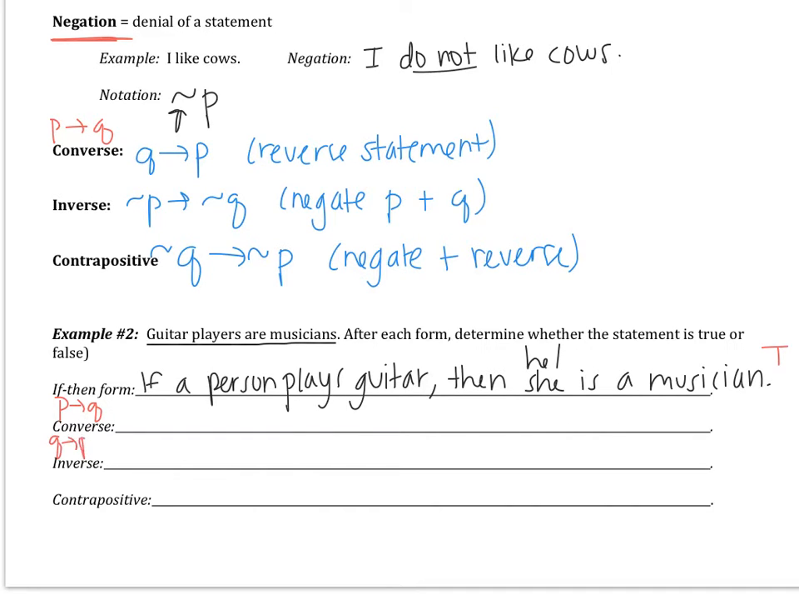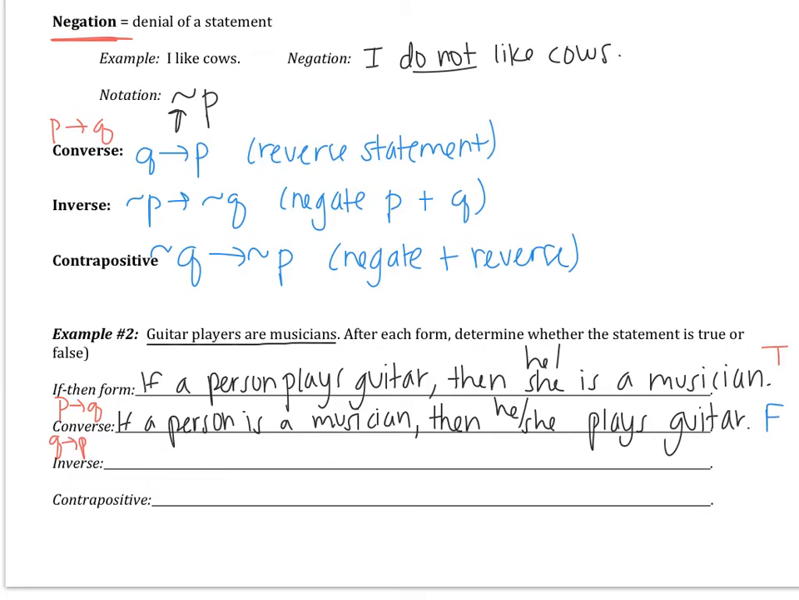Okay, now remember that if-then is P goes to Q. Converse is Q goes to P. So I'm going to write it in the reverse order. If a person is a musician, then he or she plays the guitar. Okay, this is false. Just because you're a musician doesn't mean that you necessarily play the guitar. You could play the violin, the cello, the trumpet, piano. There's a whole bunch of other options besides the guitar.